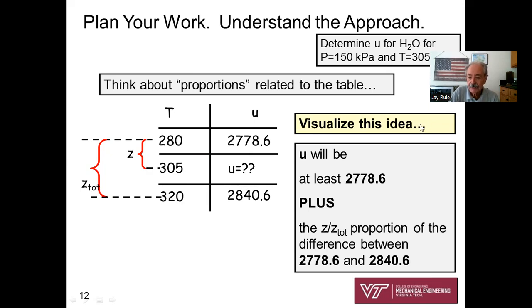Okay. The next thing here is use common sense to see U is going to be at least 2778.6. It's going to be at least that number, and it's not going to be bigger than that number plus the difference. So it's at least that number plus some proportion of this difference. It's going to be a proportion, Z over Z total, of the difference between 2840 minus 2778.6. Okay, you got it?